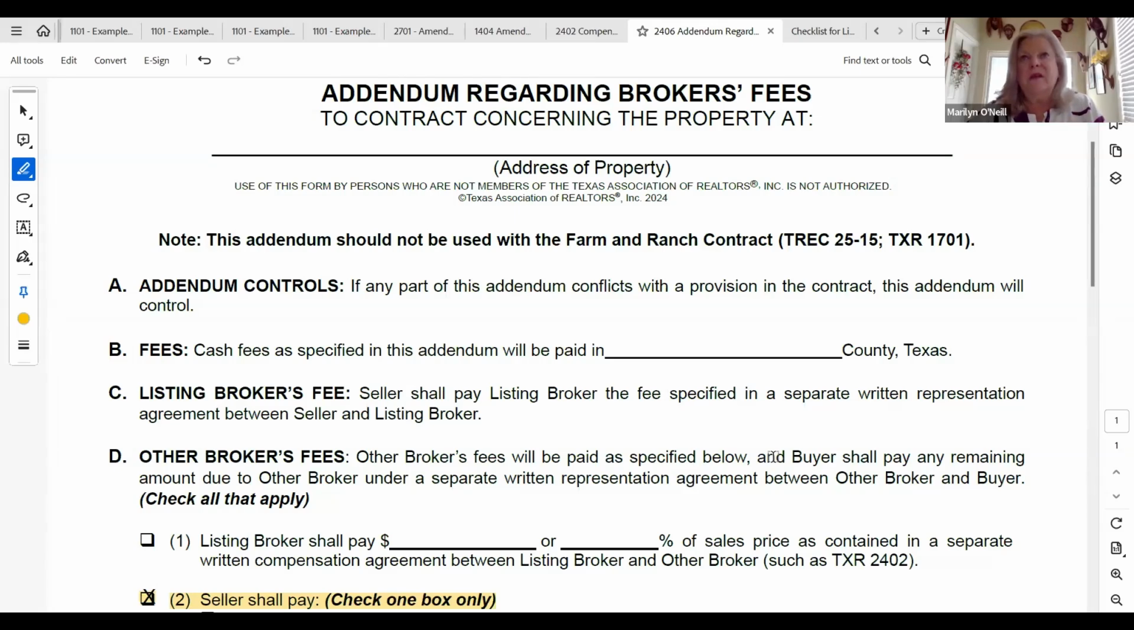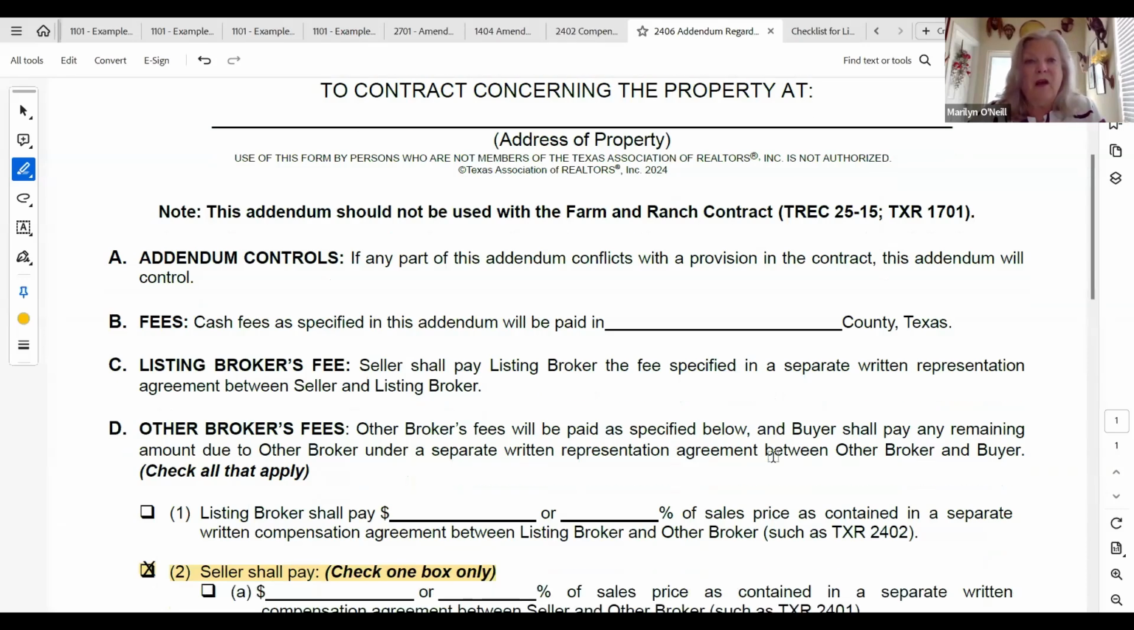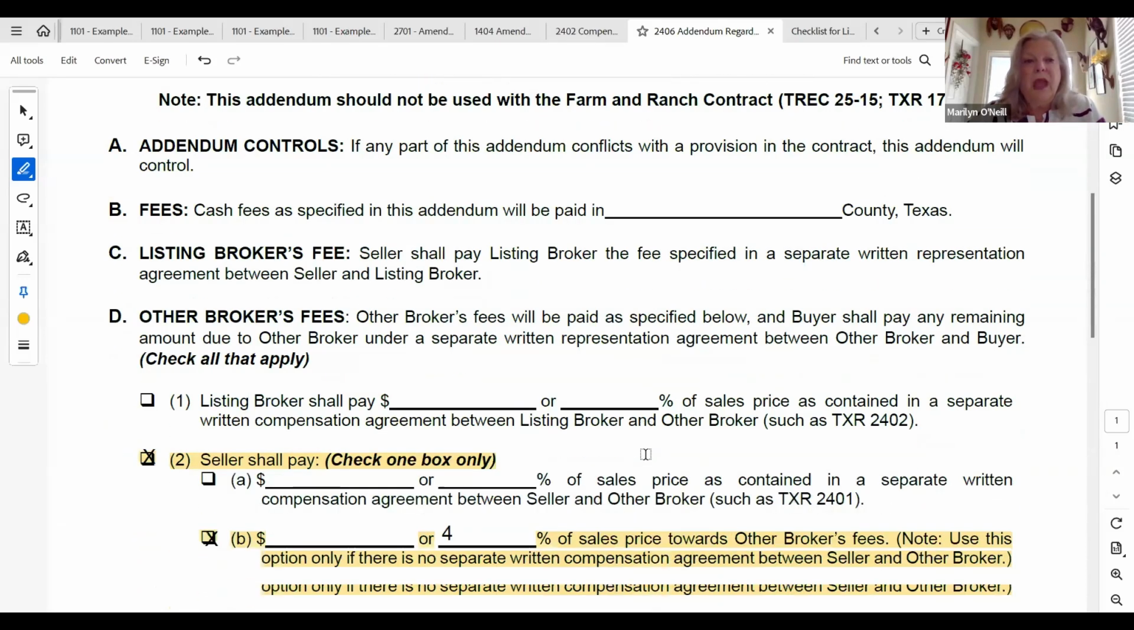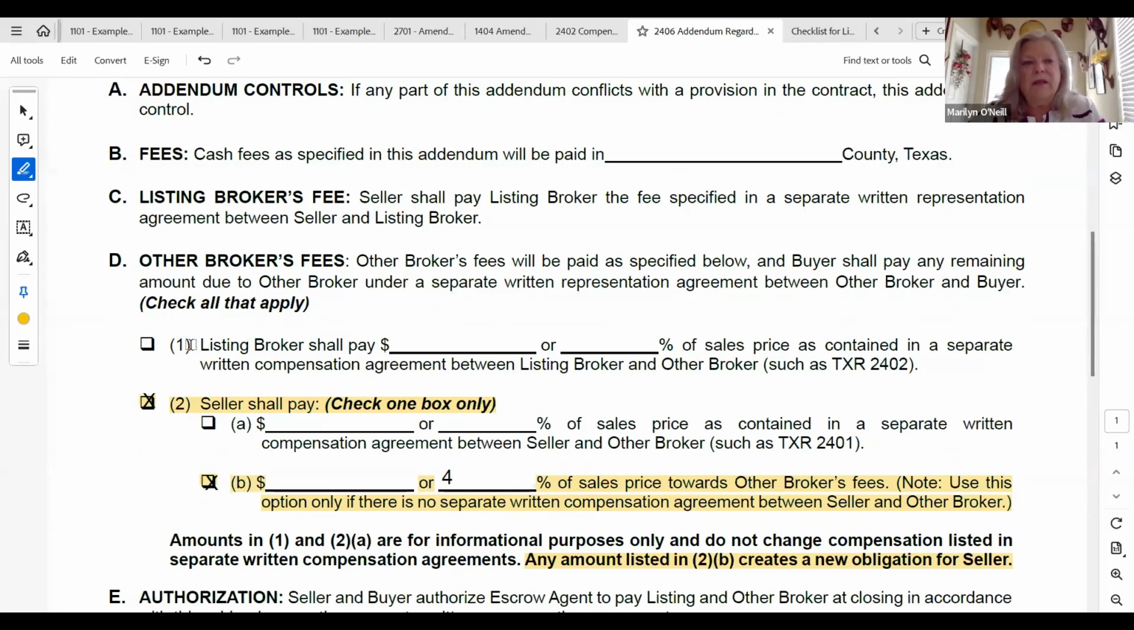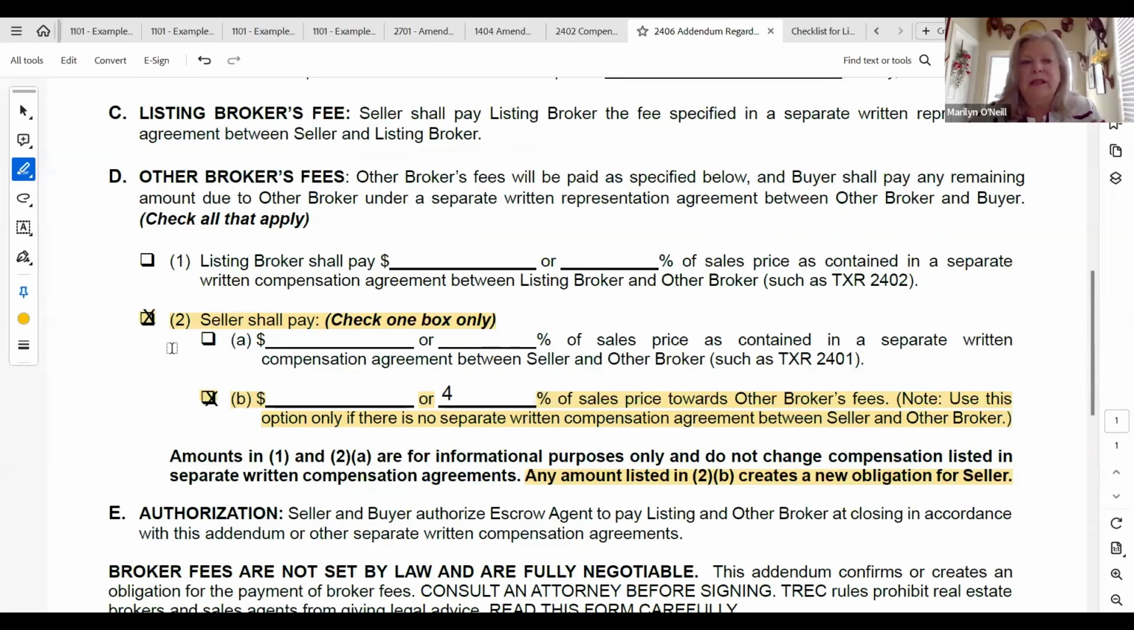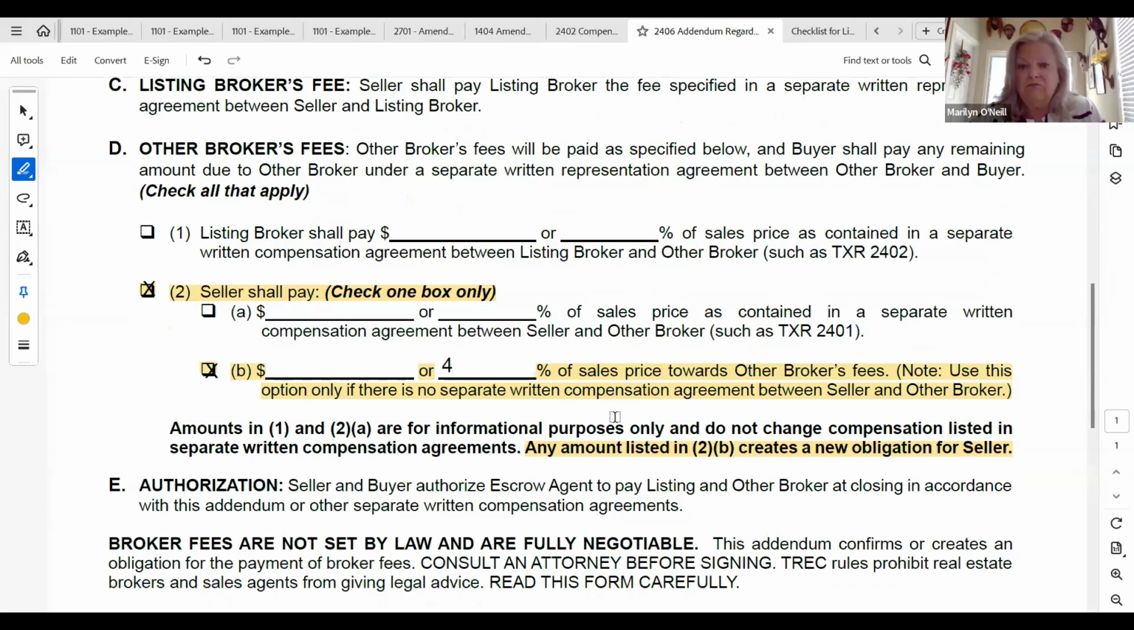So you haven't gotten the compensation agreement between brokers, listing agent, but you get an offer. And on the offer is this addendum regarding broker's fees. They go through this and fill it out, and they don't mark D1, but they mark D2B. And it says X% of the sales price towards other brokers' fees. They use this option only if there's no separate written compensation agreement between seller and other broker. So the buyer says, I'll negotiate it with the seller. And if they use D2B, that creates a new obligation to seller.